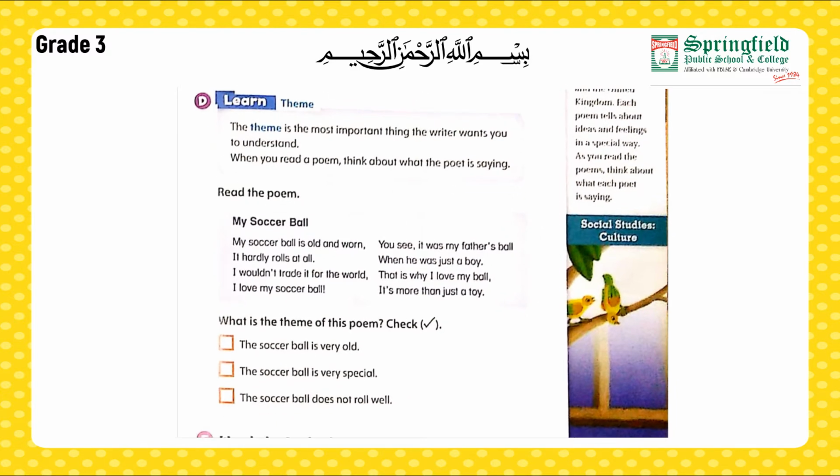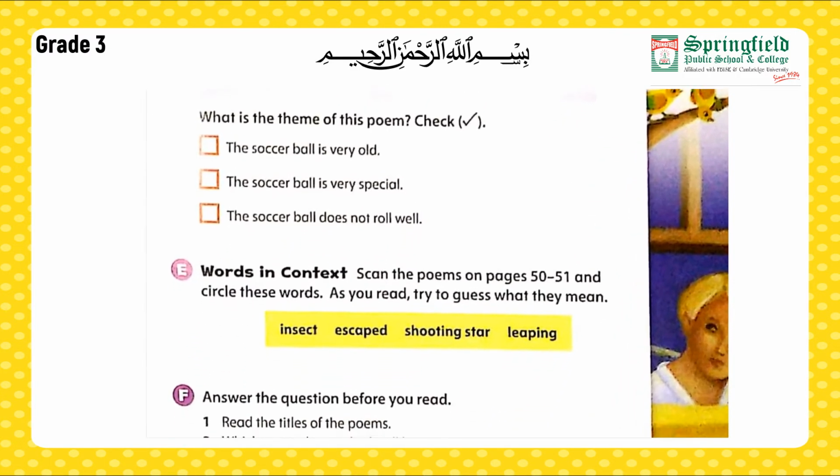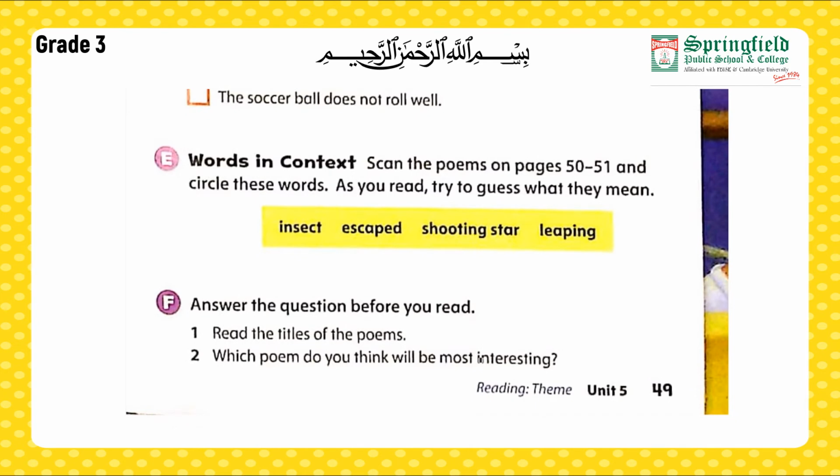Moving forward towards our part E, words in context. So students, now when you are listening to the poems, you have to underline these words. Insect, escaped, shooting star, leaping. Moving forward to part F. Answer the questions before you read. Read the titles of the poems. First of all, you have to read all the titles of the poems.